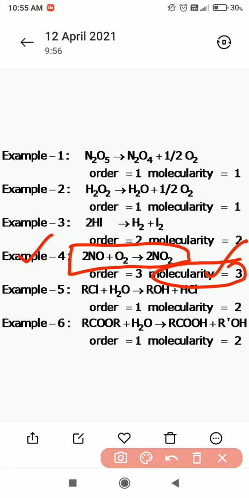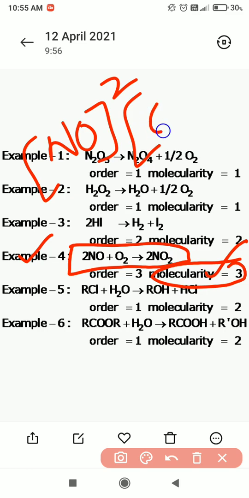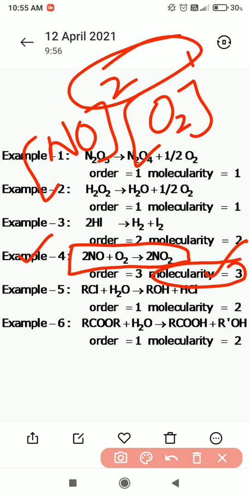Therefore how do we find the order of reaction? The nitric oxide concentration has the power 2, and the oxygen concentration has the power 1. Therefore 2 plus 1, the total value is 3. So the order is 3, a third order reaction.